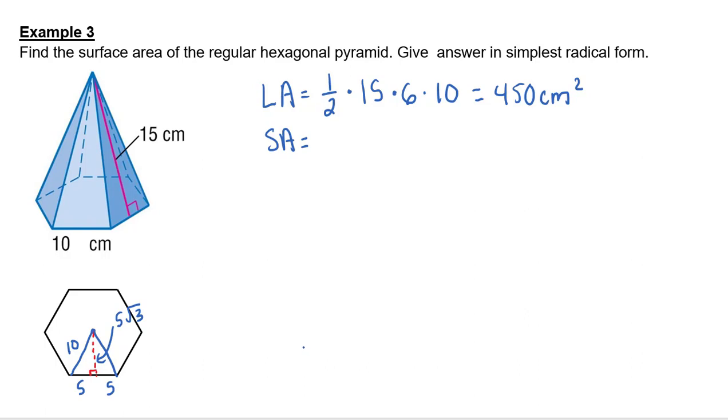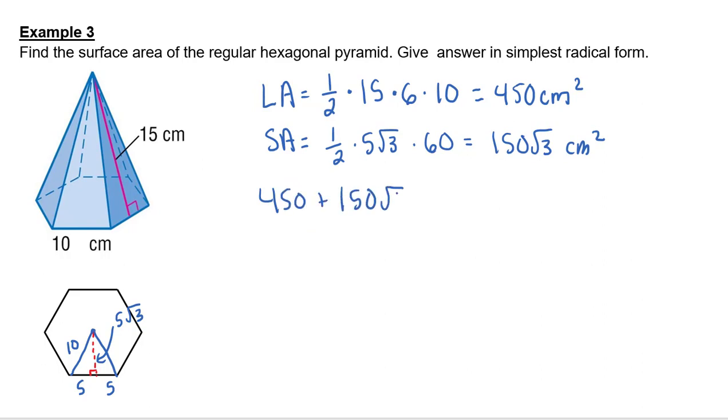So the area of that base is 1/2 the apothem times the perimeter, which is 60. So that all simplifies to 150 root 3 centimeters squared. So I basically add those two together to get that.